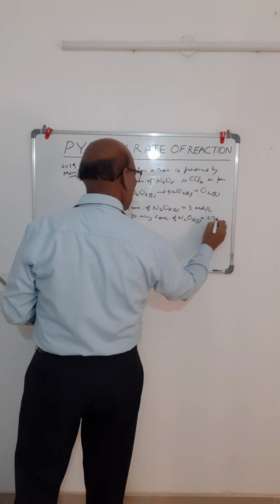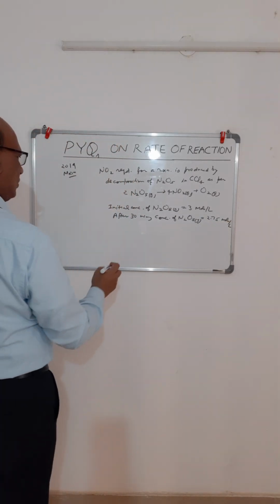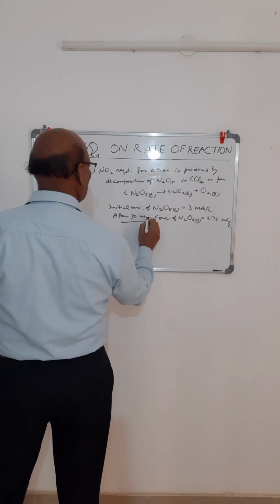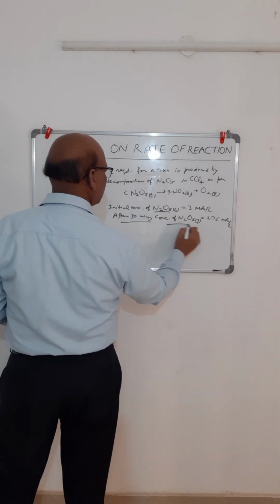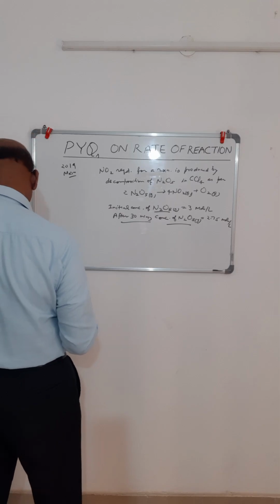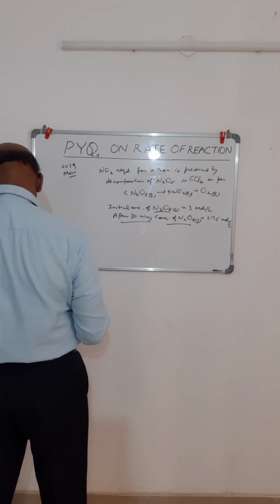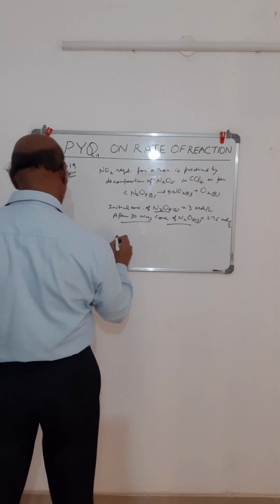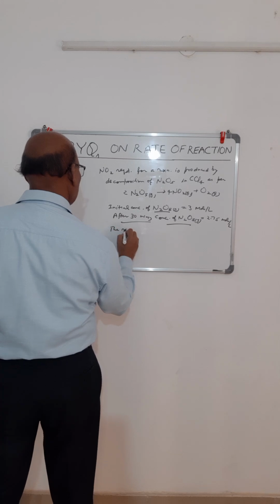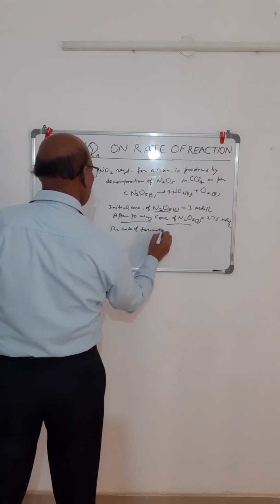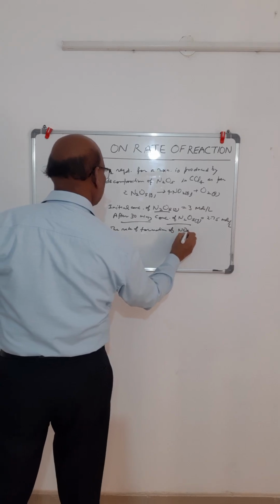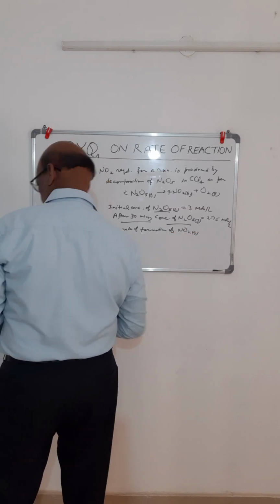2.75 moles per liter. Okay, so we have been given two concentrations. One is the initial concentration, another is the final concentration after 30 minutes. And what we have to find out is the rate of formation of NO2 gas.